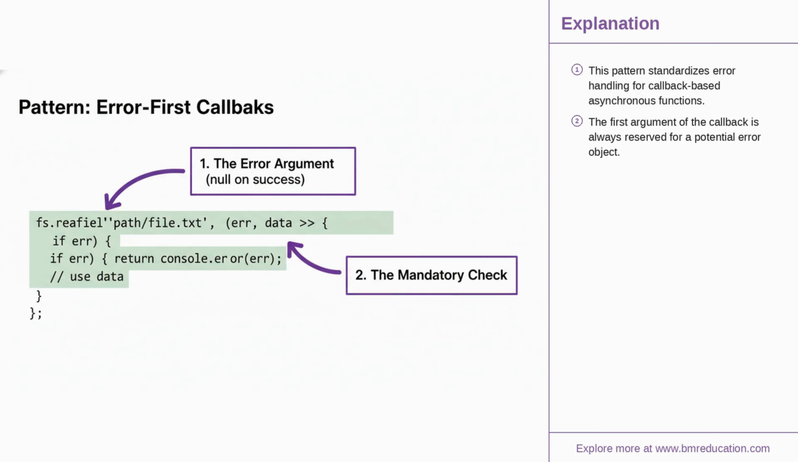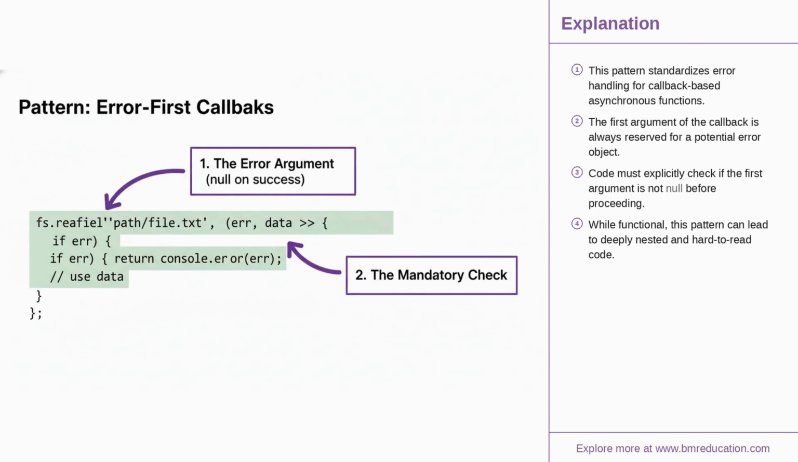To solve this, the early Node.js community established the error-first callback pattern. By convention, the first argument to any callback function is reserved for an error object. If the operation succeeds, this argument is null. If it fails, it contains an error object. This pattern forces you to explicitly check for an error every time. But as applications grew, it led to its own infamous problem.